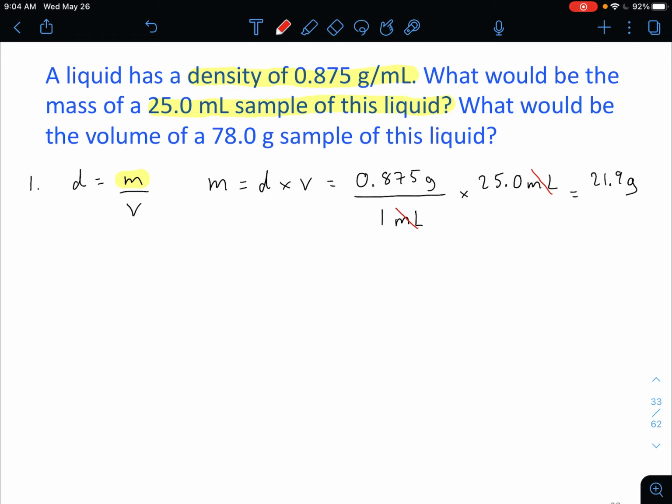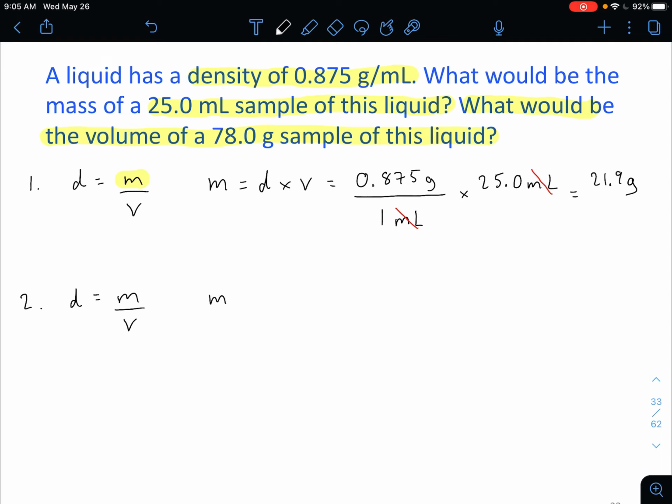So that's what's going on with the first one, and I rounded to 3 total digits. That's where I got 21.9 from. We're not worried about that yet, but technically that would be the correct rounding for multiplication. The second part is not related, right? Now it's saying, what would be the volume of a 78-gram sample of this liquid? Starting with the density equation, now I'm trying to solve for the volume.